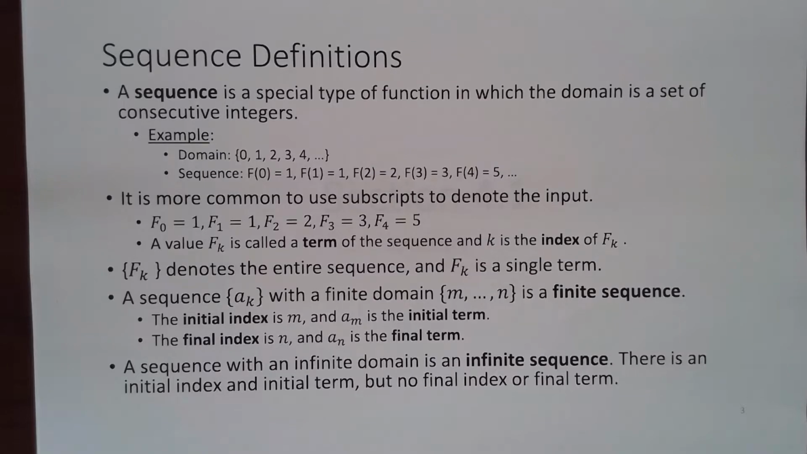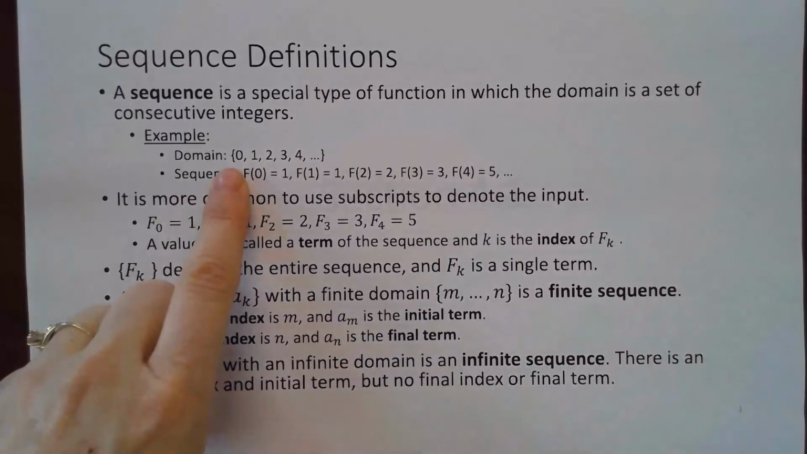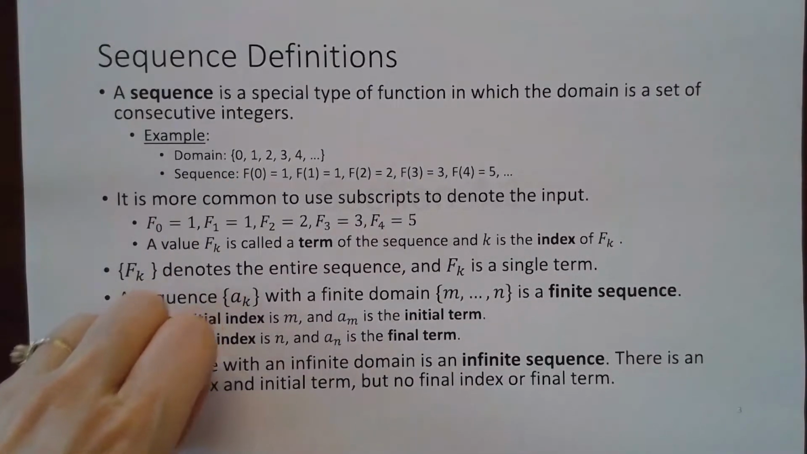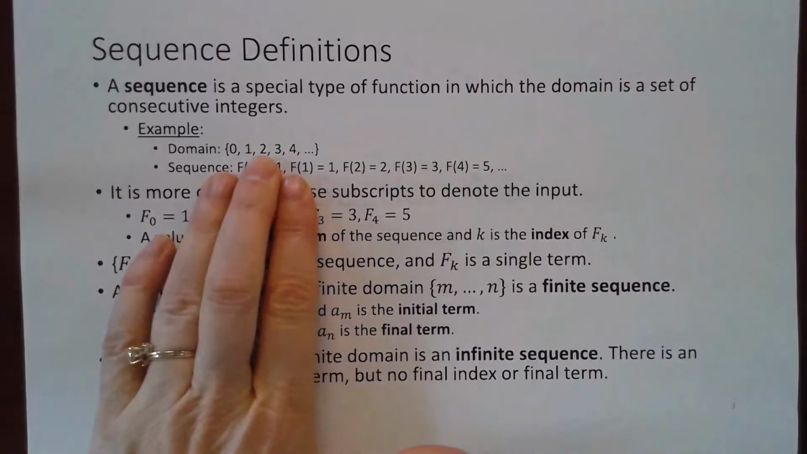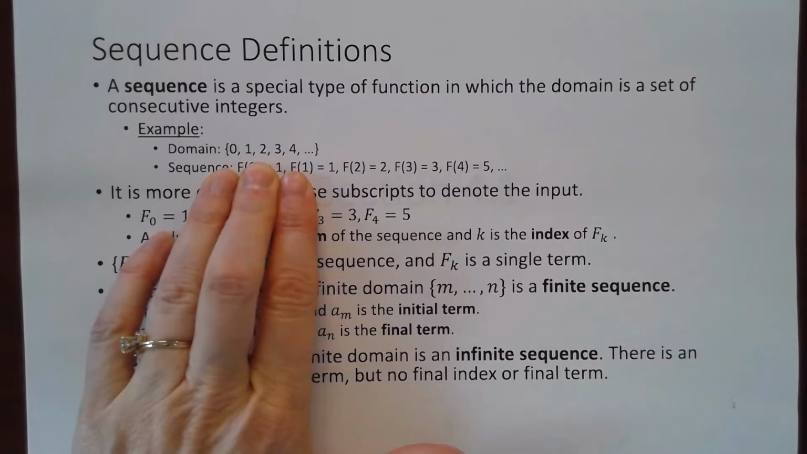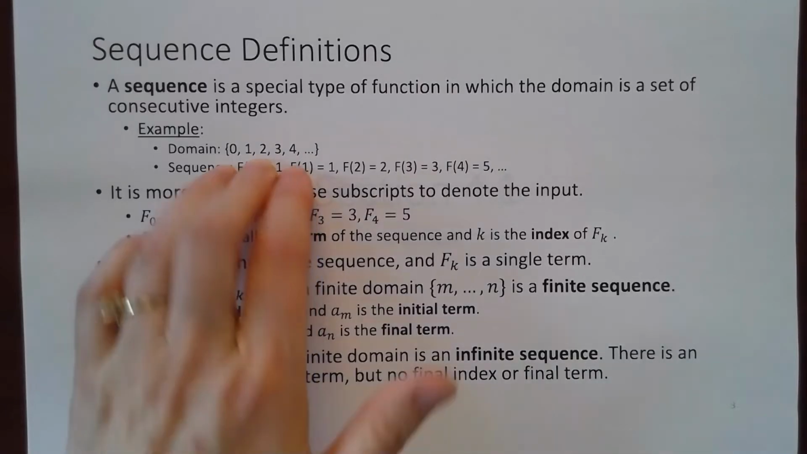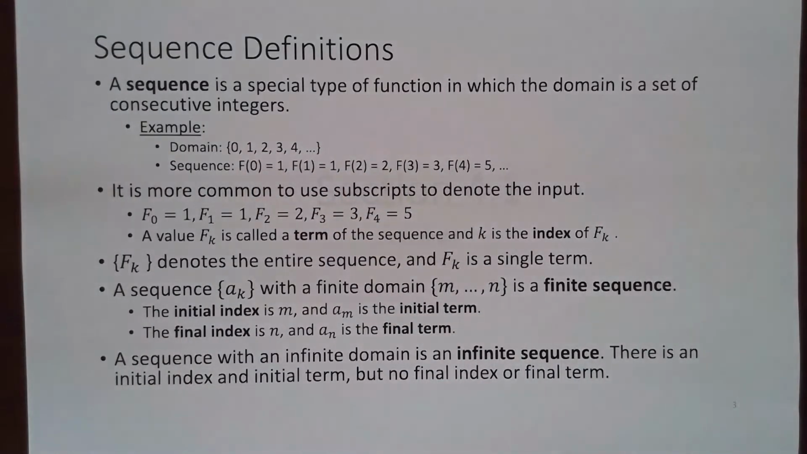A sequence is just a special kind of function. The domain is going to be a consecutive set of integers. The two most popular are using 0, 1, 2, 3, or just using 1, 2, 3, 4, 5, and so on and so forth. Depending on how you like to define the natural numbers, computer scientists generally tend to have their domain be the natural numbers starting with 0. Other people who define the natural numbers starting at 1 will have their domain be the natural numbers starting at 1. But in general, the domain will be the natural numbers.